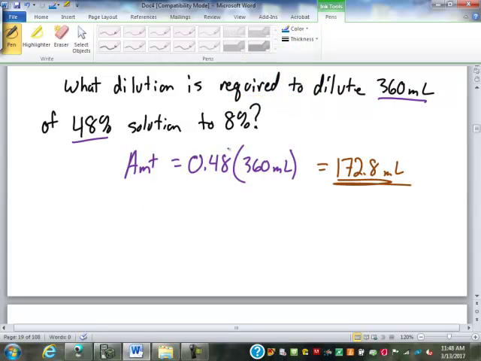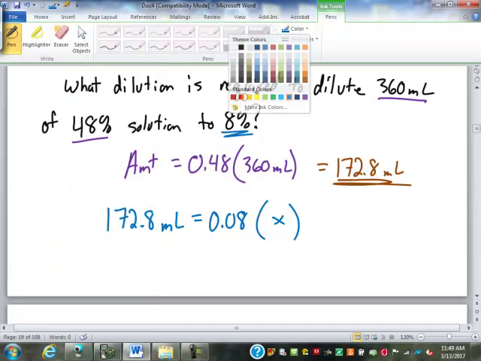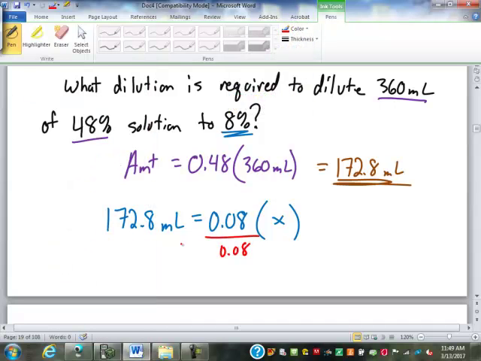Now we need to figure out how much we have to add to that to get it to 8%. So we have 172.8 milliliters. Goes 0.08 times whatever this volume is. So we're going to take our 172.8 divided by 0.08. We get 2,160. Is that new volume. So it's milliliters.